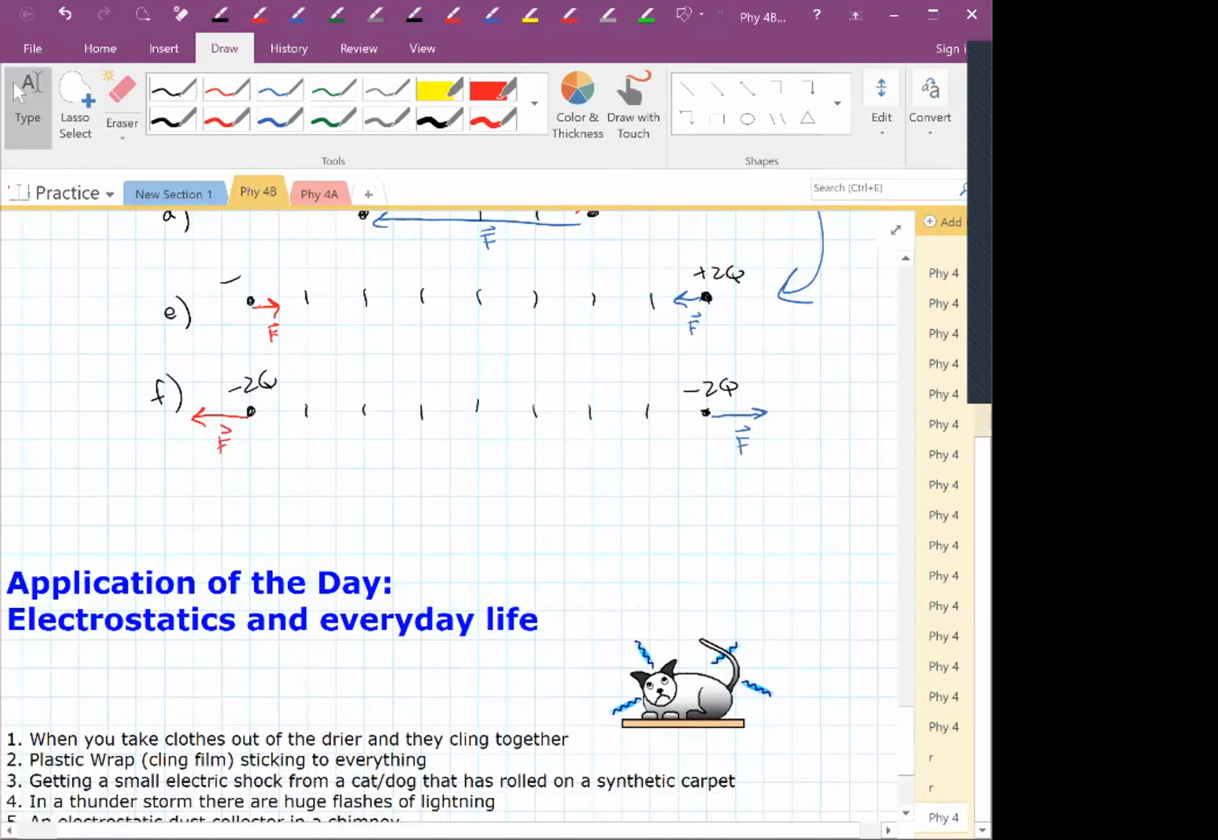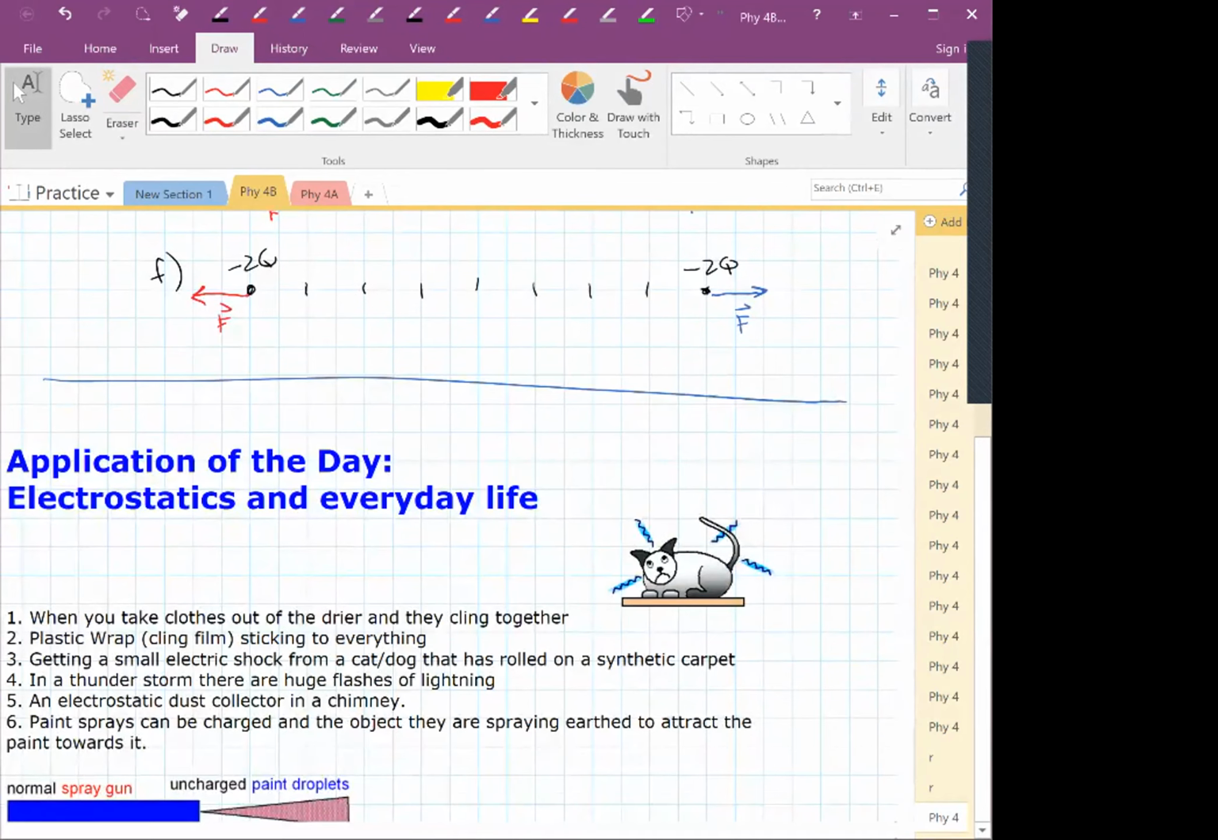All right, let's take a quick look here at our application. We see this all around us, right? We rub things together. Every time I get out of my car, I don't know what Toyota puts on the seats of their car, it seems like every time I slide out and touch the door, I get a shock. Taking clothes out of the dryer is a simple example, right?